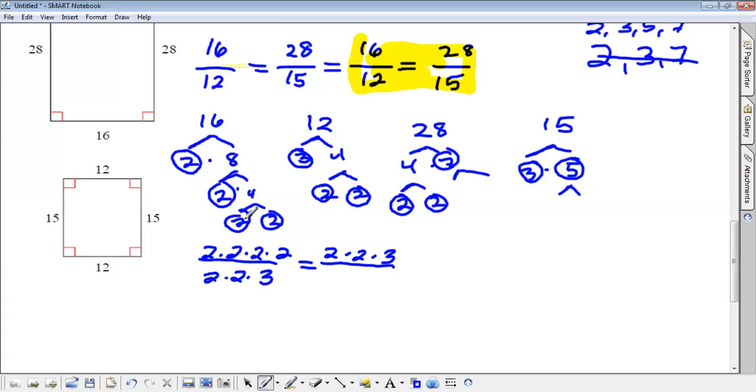Notice you only write the numbers that you circle. Notice I didn't put 8. Okay. 12, and there's another here. It's not 12, it should have been 28. So factors of 28, write only the numbers that you circle, is 2, 2, and 7. And factors of 15, I got 3 and 5.